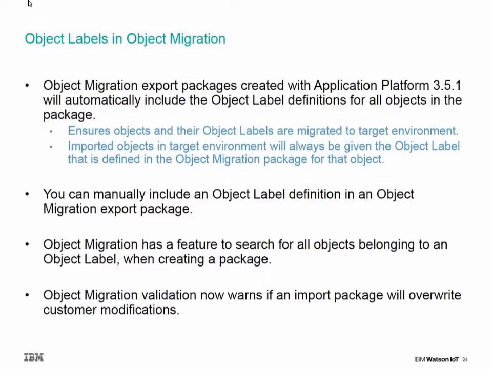Other features include you can manually include an object label definition to an object migration package. Object migration also has a feature to search for all objects belonging to an object label when creating a package, and object migration validation now warns if an import package will overwrite customer modifications.